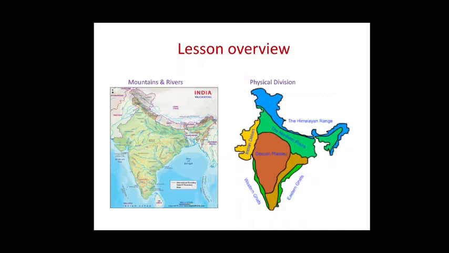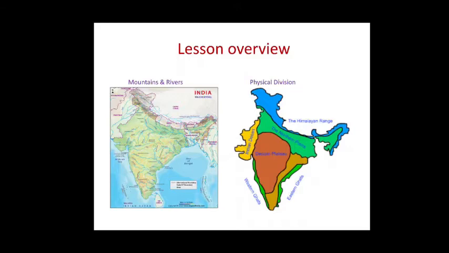How many kilometers is the coastal line? I told you in the last video. It is 6,100 kilometers of coastal area. Water is there on three sides, so that is 6,100 kilometers. The eastern coastline is called the Coromandel coast, and then the Konkan and Malabar coasts. Coromandel, Konkan and Malabar coasts.